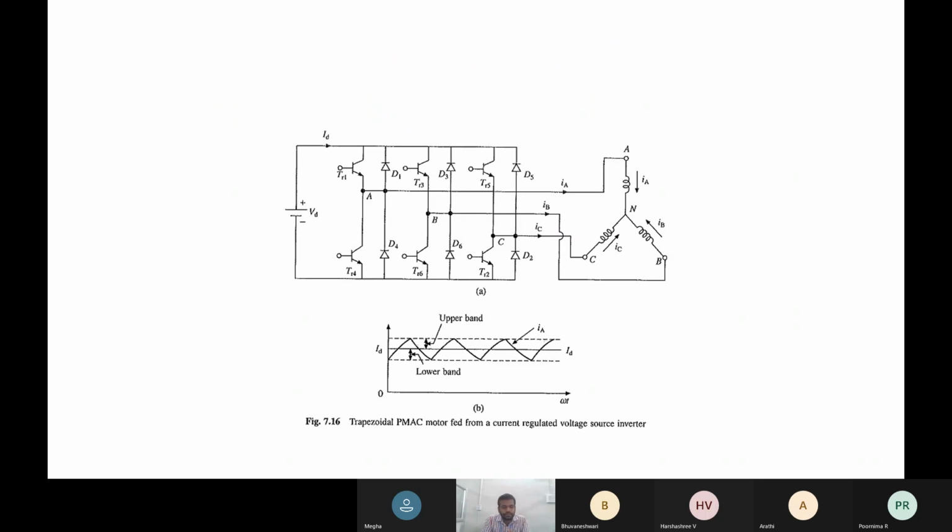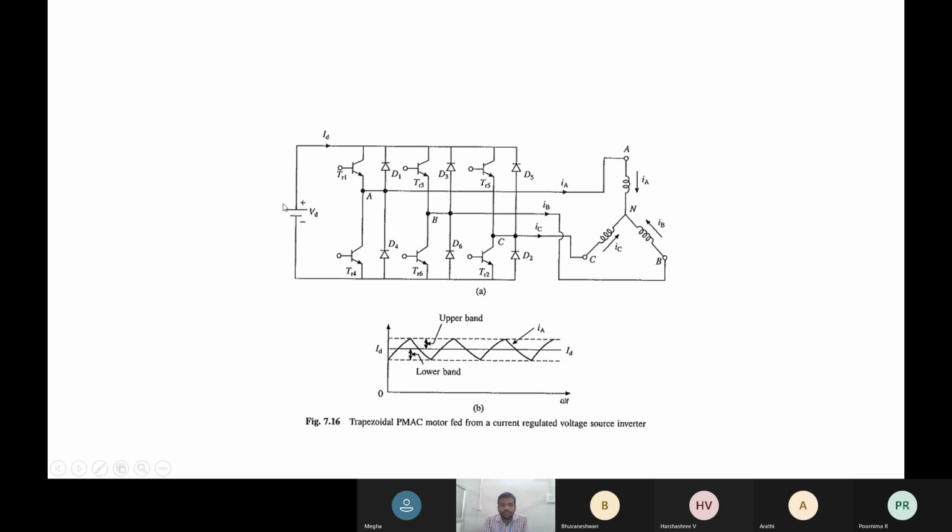So this is our trapezoidal. Trapezoidal is nothing but sending the stator voltage in the form of trapezoids. You can see here, this is our trapezoidal set of voltage waveforms, or you can say current waveforms. And this is our VSI, voltage source inverter. You people are familiar with this connection. We have used this VSI circuit repeatedly, about 10 to 15 times.